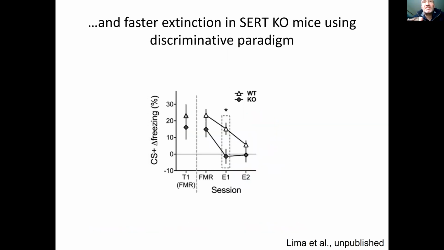And interestingly, we see something similar in extinction. So if we take the CS plus cue and then extinguish it over several sessions, you can see that extinction is much faster in the knockouts than it is in the wild types, okay?